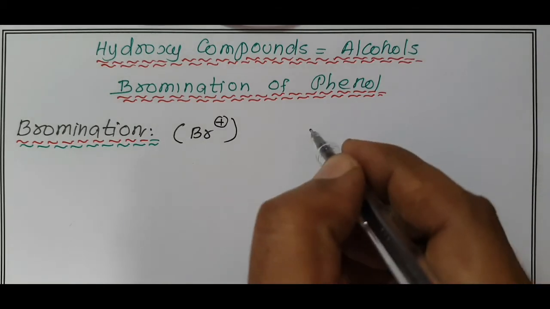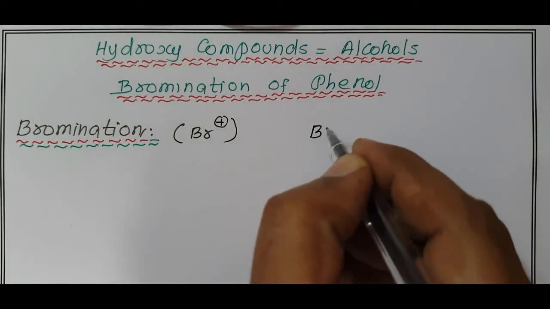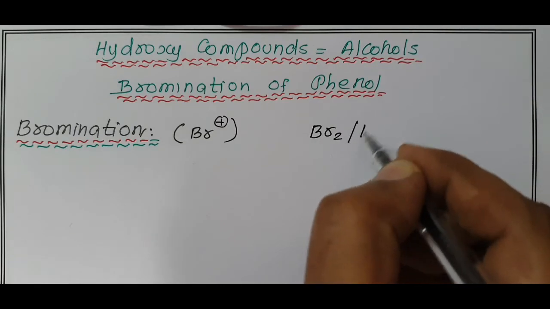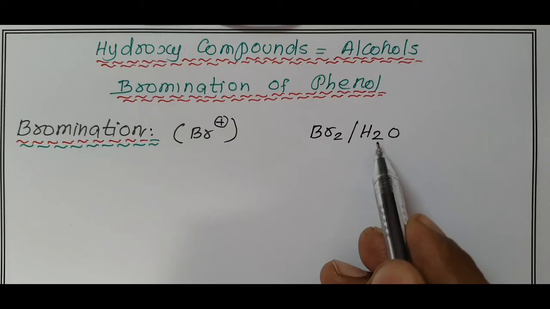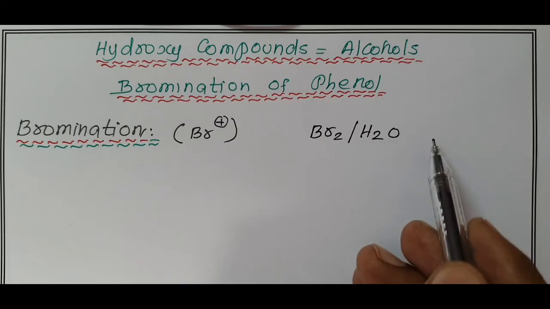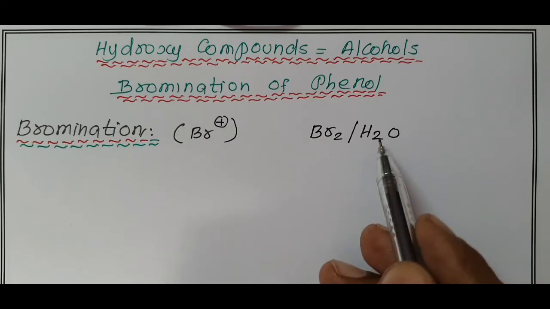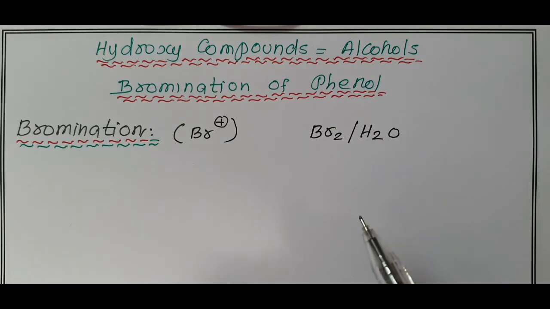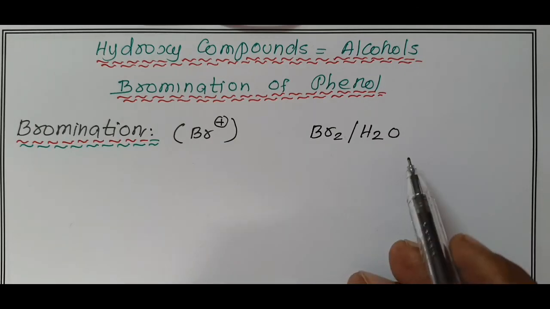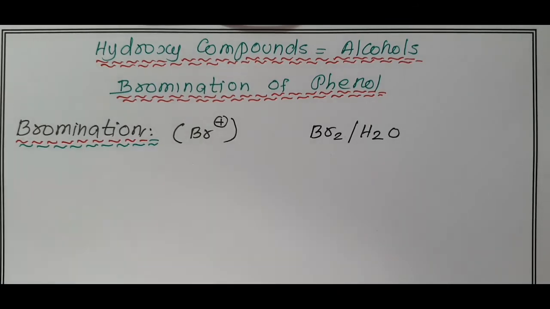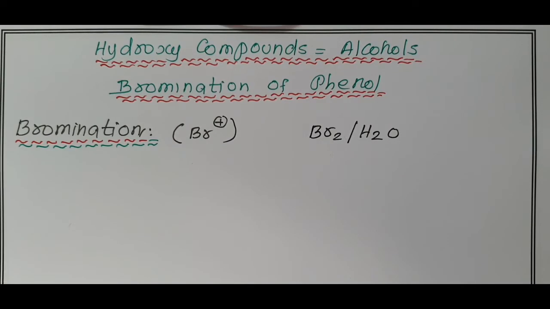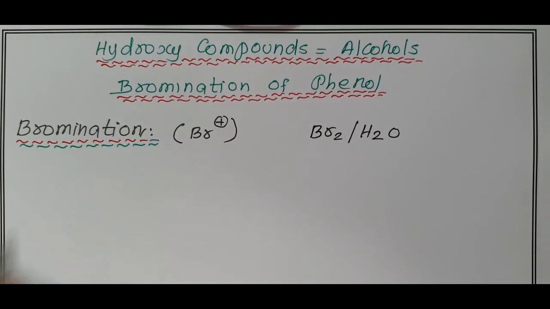For that, the required reagent is bromine water, Br2 H2O. If the solvent is changed, the product is also changed. Compared with the other solvent, water is a highly polar solvent. Therefore, the reaction takes place at both the ortho and para positions.